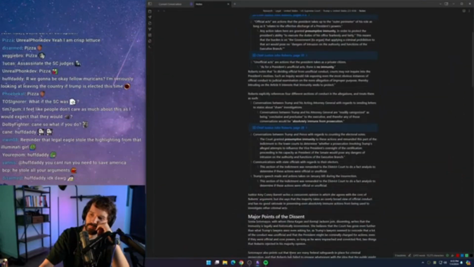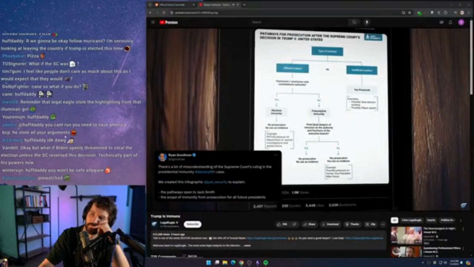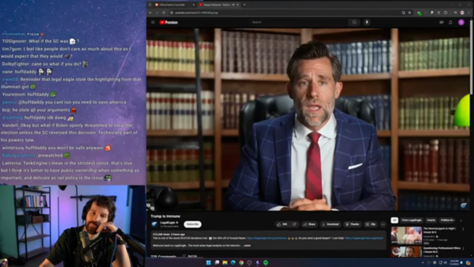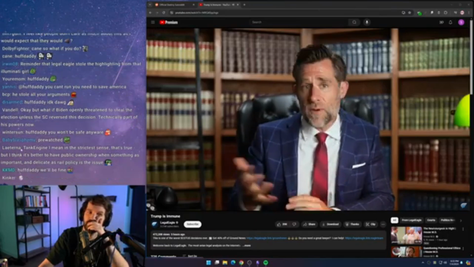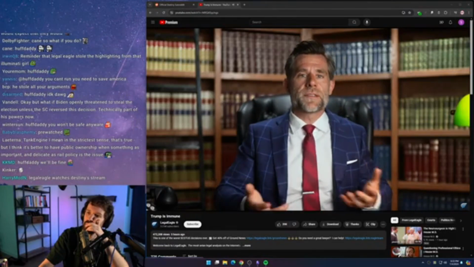So the majority sets up a paradigm that first examines whether the conduct involved one of the president's core powers. If it does, the president is absolutely immune from criminal prosecution. If it does not implicate a core power, then the courts have to decide whether the president's acts are official or unofficial. If it's an official act, the president is presumptively immune from prosecution. If it's an unofficial act, then the president is not immune.